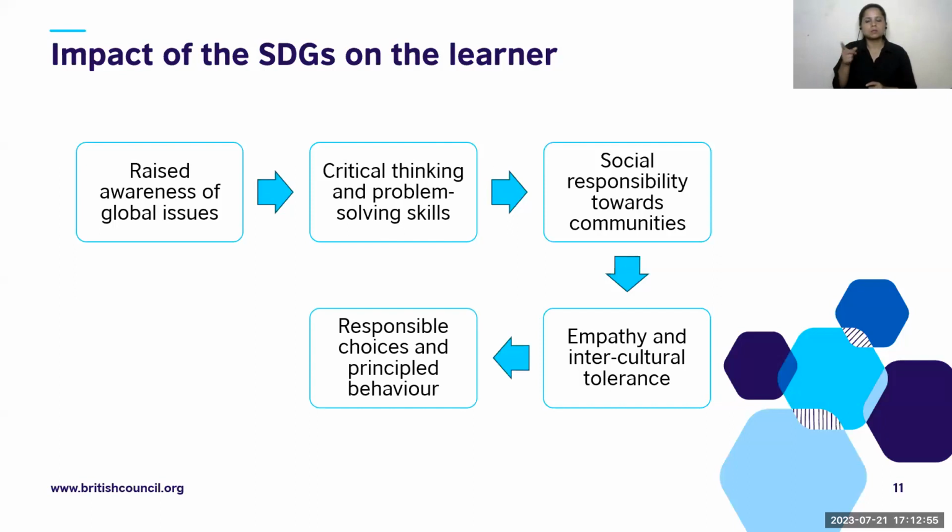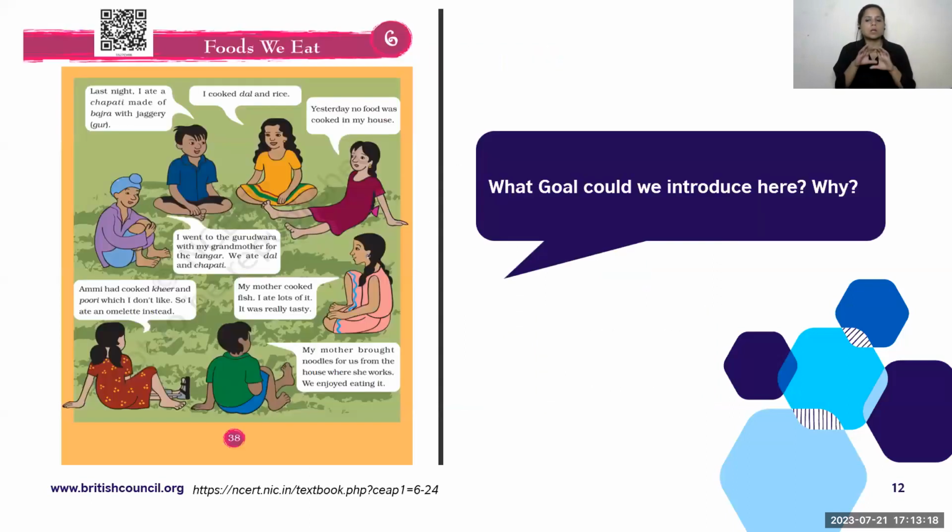Yes. And if they have all these kinds of awareness, all these previous qualities, then responsible choices and principled behavior automatically follow. This cannot be taught. It has to come and grow from within their classrooms and within their homes. So as we go along, we'll be looking at how you can foster these qualities in the classroom. So let's jump into some activities now.